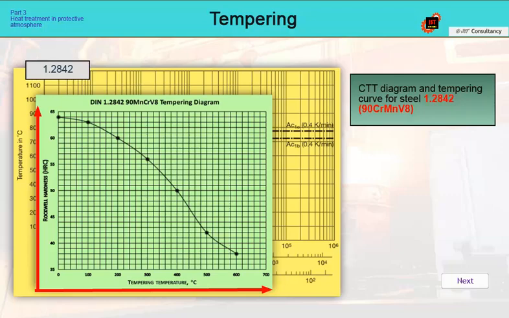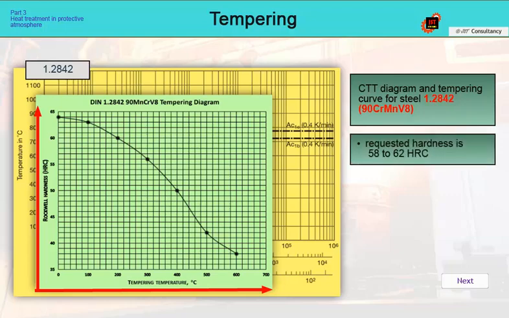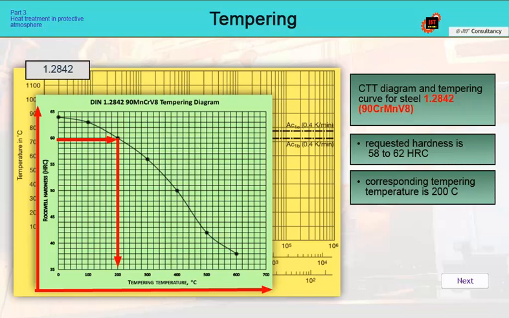However, we cannot trust such a diagram without limits, especially if there is no information about the conditions under which the quenching and tempering were carried out. This example is for steel 1.2842. The typical hardness for this material is 58 to 62 HRC. According to the selected hardness on the vertical axis, we find the corresponding tempering temperature, approximately 200 degrees Celsius.